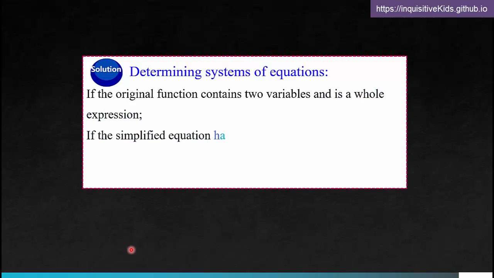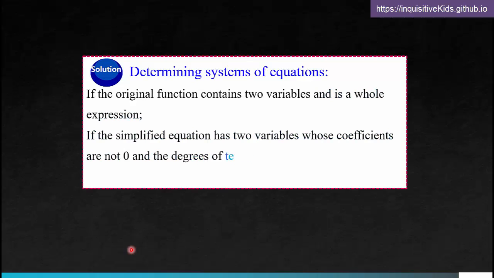So here's a solution to the last problem. Determining systems of equations: if the original function contains 2 variables and is a whole expression, and if the simplified equation has 2 variables whose coefficients are not 0 and the degrees of the terms are 1. So basically, you have to have 2 variables, and each of those variables has to have a degree of 1. Okay.